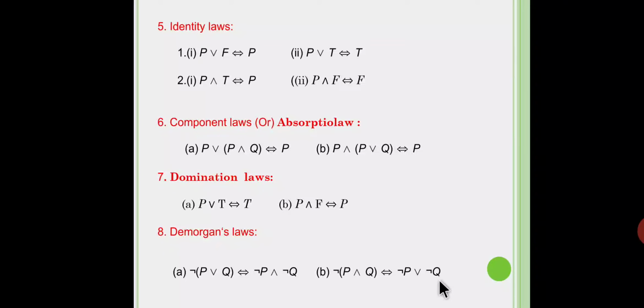So here one more formula is there, the double negation law. P or negation P is equivalent to true. P and negation P is equivalent to false. Okay.